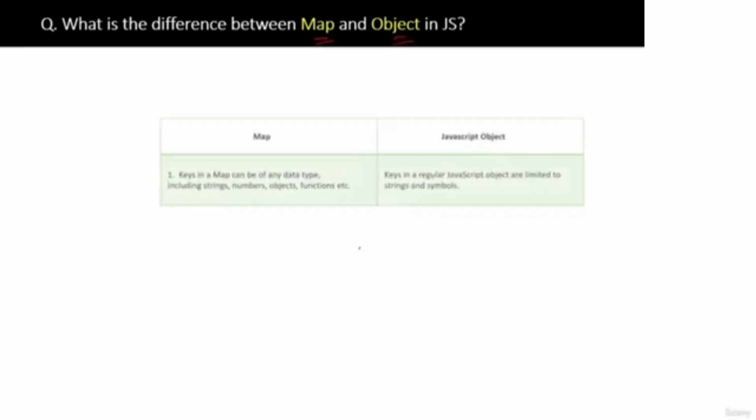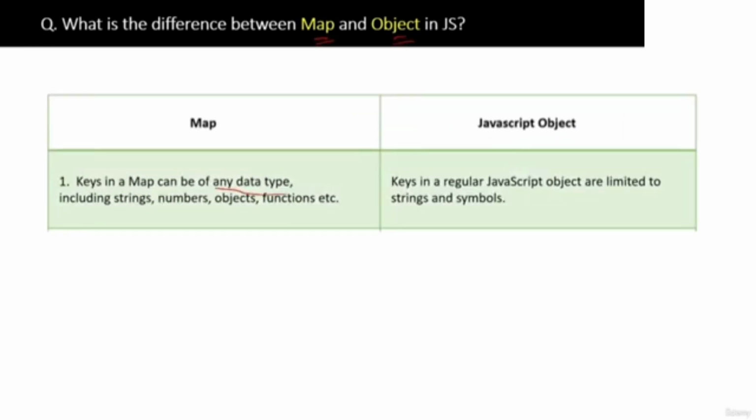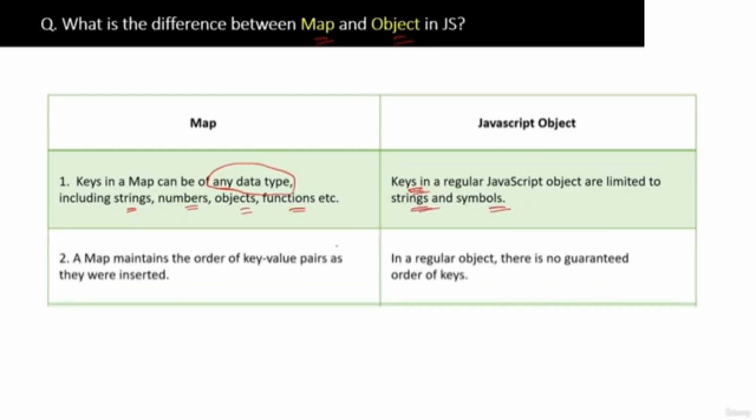What is the difference between map and object in JavaScript? The first difference is keys in a map can be of any data type, including strings, numbers, objects, functions, etc. Whereas keys in a regular JavaScript object are limited to just strings and symbols. The second difference is a map maintains the order of the key value pairs as they were inserted. Whereas in a regular object, there is no guarantee about the order of the keys. Okay, there is no guarantee about it.